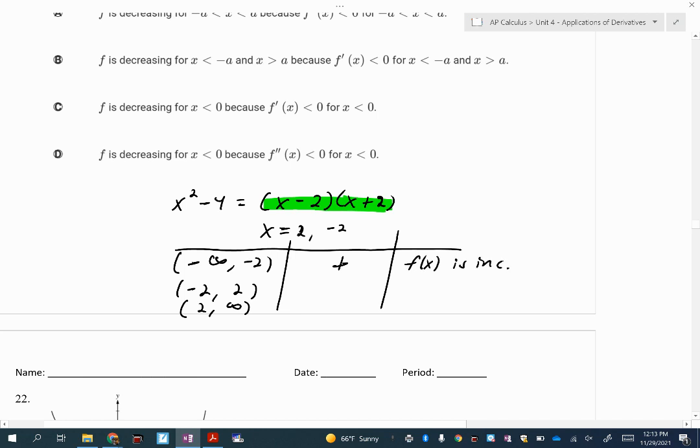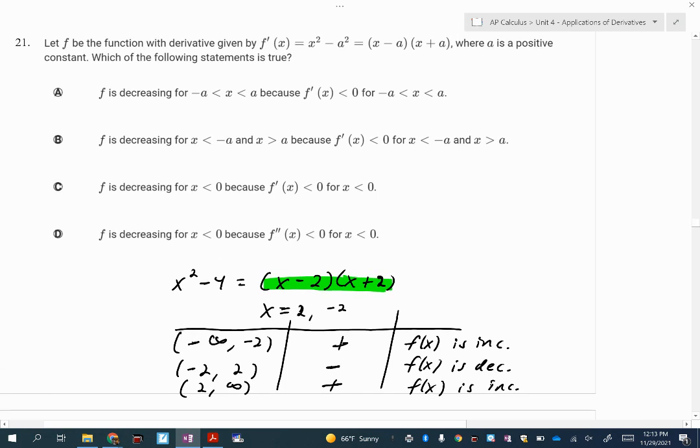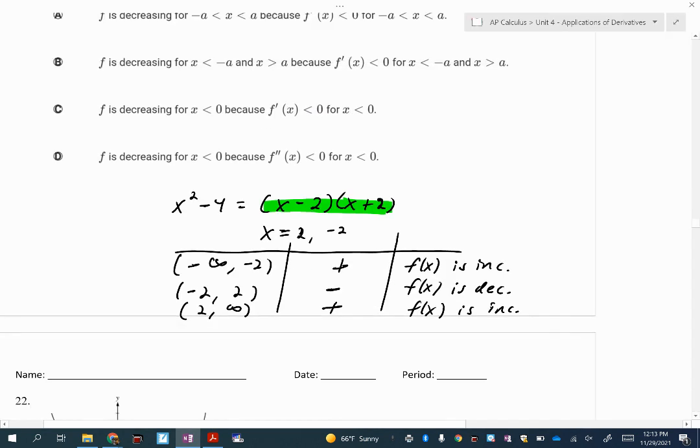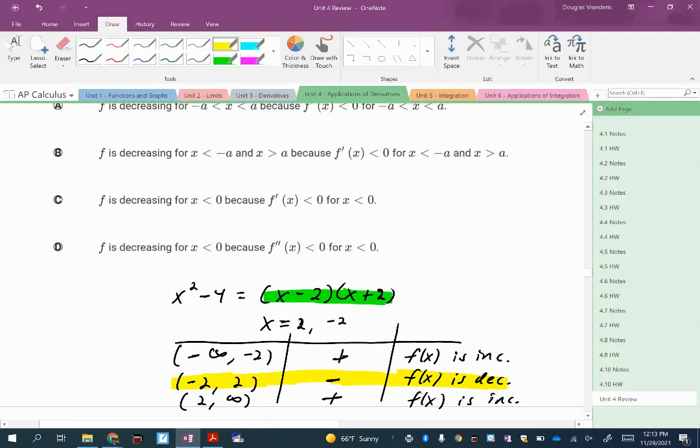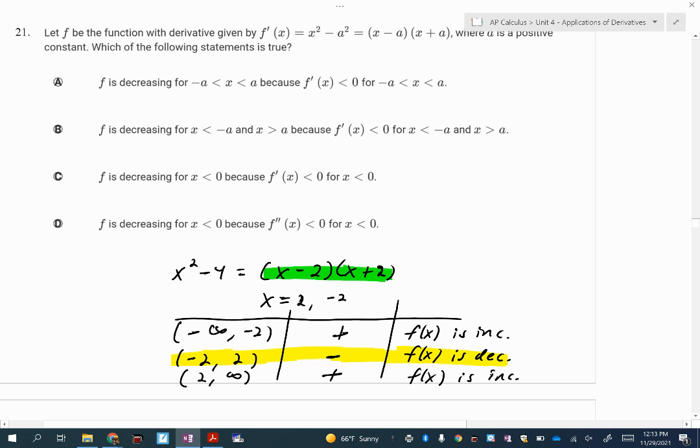If I plug in 0, I get a negative times a positive, which is a negative. So f of x is decreasing. If I plug in +3, I get a positive times a positive, which is a positive. Now this is saying which of these would be true. All of the answers start off by saying decreasing. So I'm only caring about the decreasing part, which is between -2 and 2. I know I made up those numbers, but it's essentially between -a and +a.